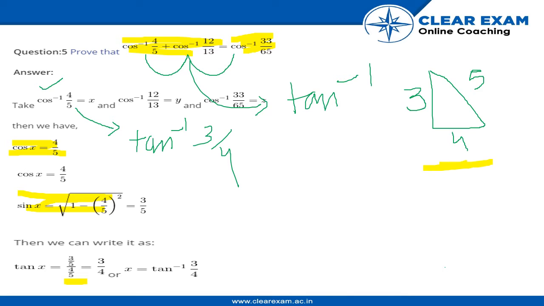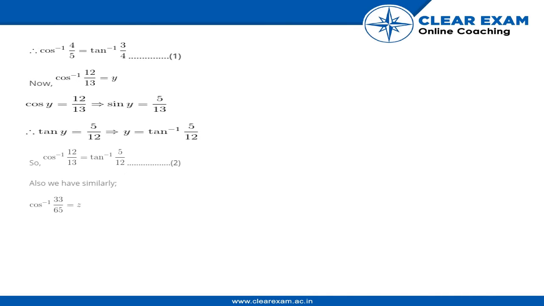Now let's take the next term, cos inverse of 12 by 13. I'll show it on the next slide. So let's move on to the next slide. Now we have our next term as cos inverse of 4 by 5. Oh sorry, we already solved this.